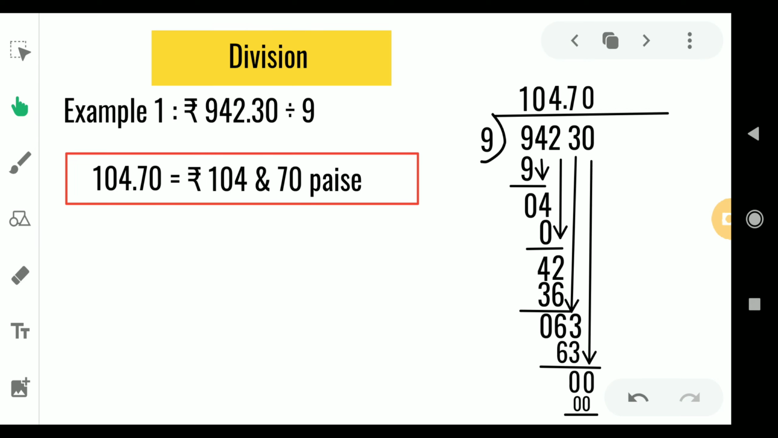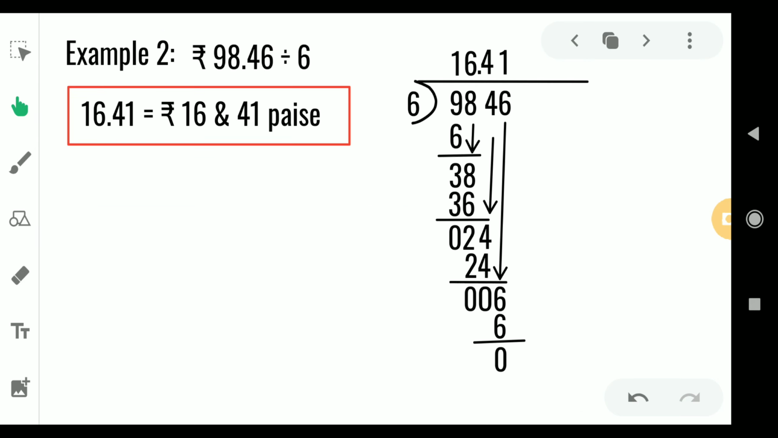Let us look at another example. So this time the example is 98 rupees 46 paise, and which is being divided by 6. So as I said, neglect the decimal point. So what digits are you seeing here? 9846. So just copy them here. 9846 is the dividend and 6 is the divisor.